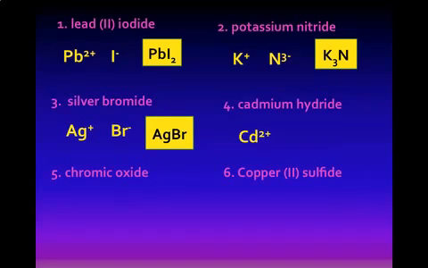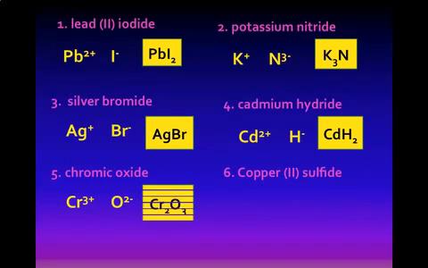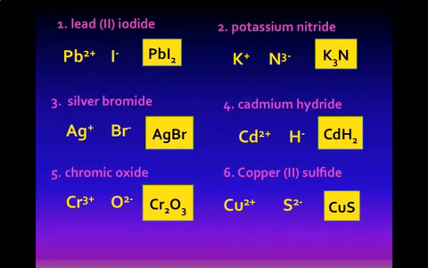Cadmium hydride, Cd is a +2, and remember when hydrogen goes with a metal, it's a -1. So I'm going to use my crossover, and I get CdH2. Chromic oxide, chromic tells me that that's chromium +3. Oxygen is -2. I use my crossover, and I get Cr2O3. And then copper(II) sulfide, the II tells me that copper is a +2, sulfur is a -2. They already add up to 0, so I'm not going to cross over. I get CuS. If I did cross over, I would get Cu2S2, so I would need to reduce it.